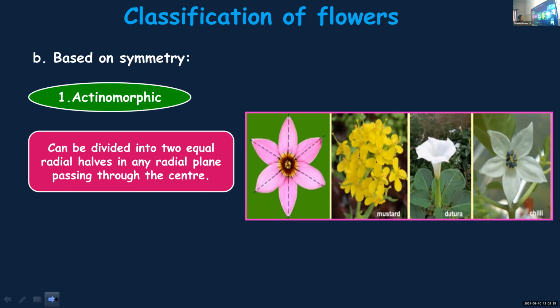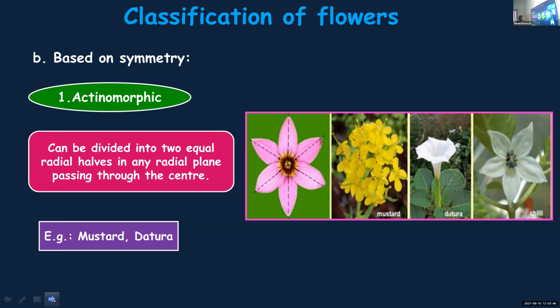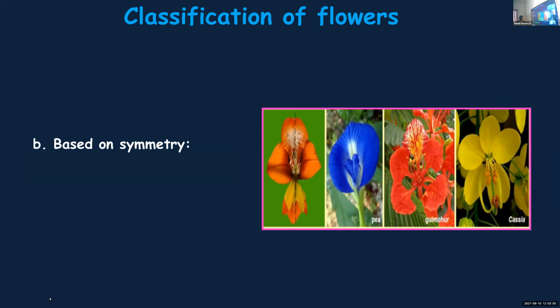Actinomorphic. This we already saw last day. Can be divided into two equal radial halves in any radial plane passing through the center. If you can divide the flower into two equal radial halves by cutting it along any radial plane passing through the center, you can call them actinomorphic flowers. Examples: mustard and datura. Examples also you should be familiar with. Now the next one.